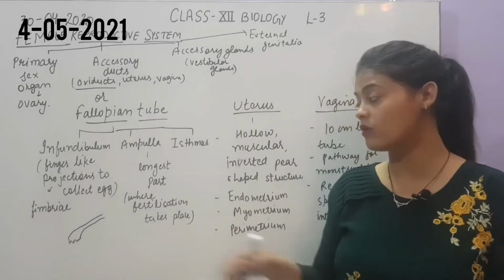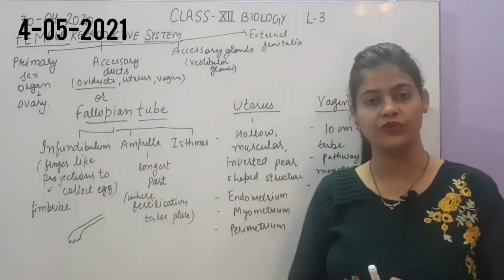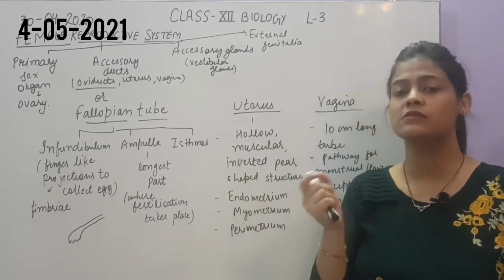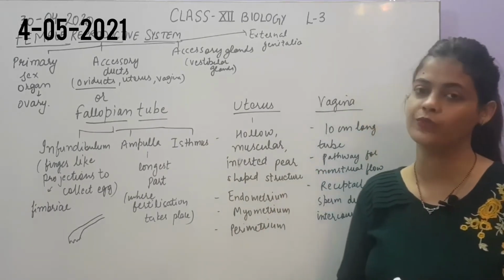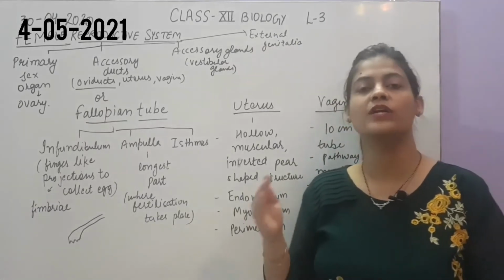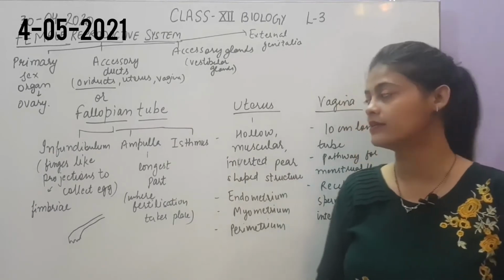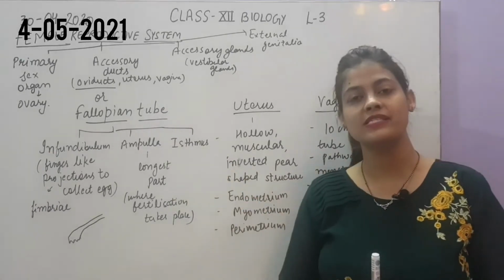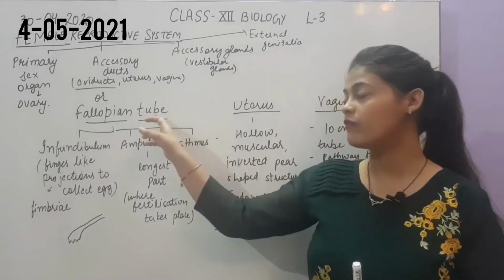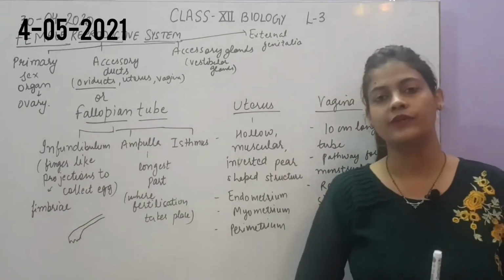fertilization will take place, because the infundibulum will collect the egg from the ovary, which will then be transferred to the ampulla portion through the small cilia present in the fallopian tube. There are cilia present in the fallopian tube, which will help in the movement of the egg towards the ampulla, where the sperm will fertilize the egg. And next part is the isthmus part, which is towards the uterus, which will connect the fallopian tube with the uterus. Next is the uterus.